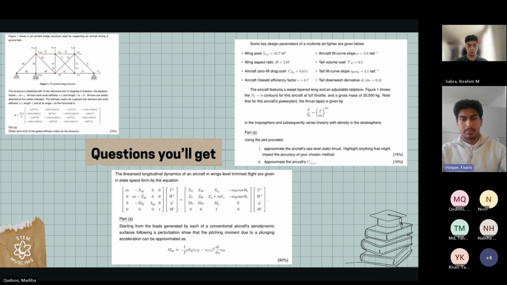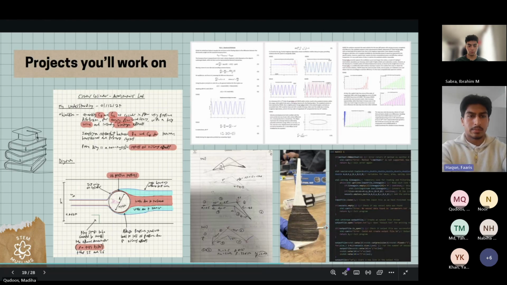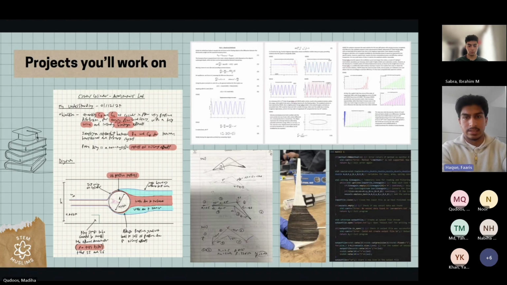And now I'm going to look at the main projects. So here are the main projects you'll work on, and at the very top is a lab report. These involve doing a lab for 2 hours and then spending 200 hours documenting, processing, and writing about it.